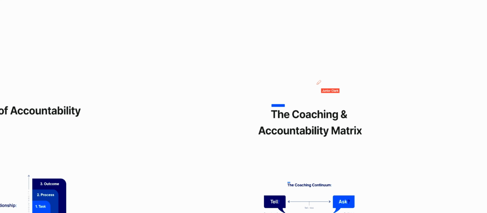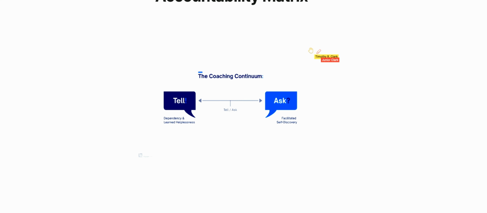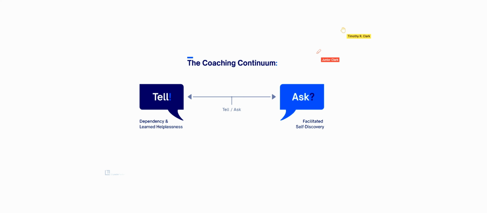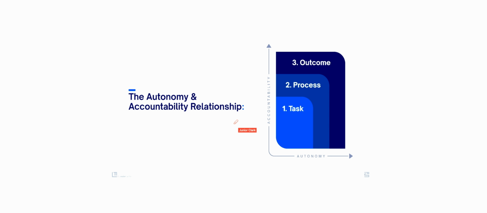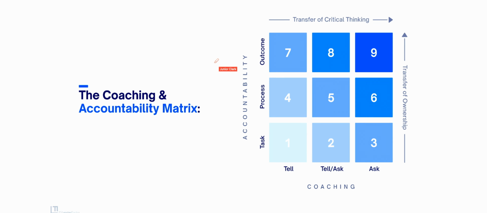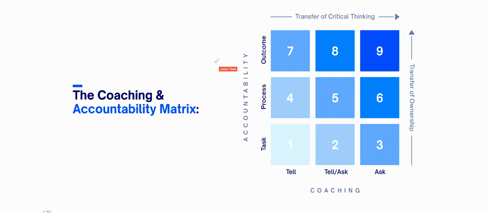So where have we been? Two episodes ago, we talked about the coaching continuum that runs from tell to ask. Last time, we talked about the autonomy and accountability relationship, so the three levels: task, process, and outcome. And today we're going to be doing something pretty neat. We're going to be putting them together into the coaching and accountability matrix. We kind of take those two models, Junior, and we splice them, don't we?